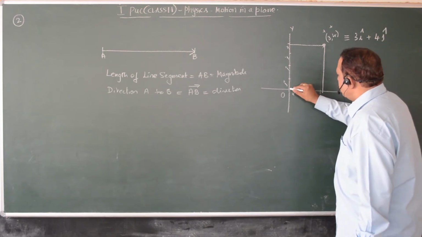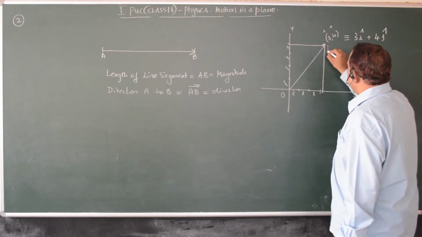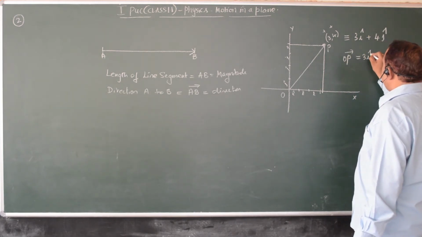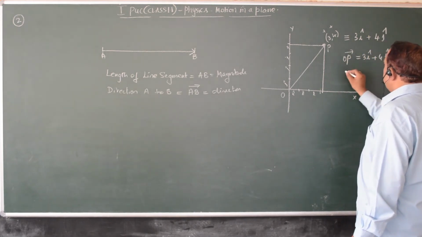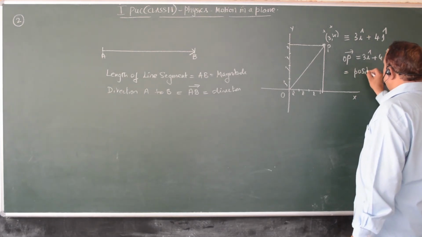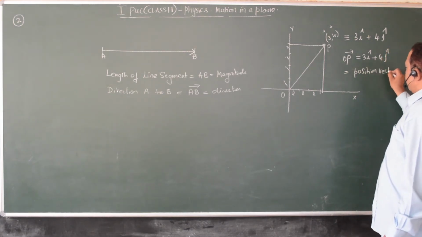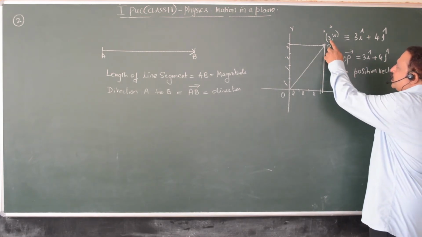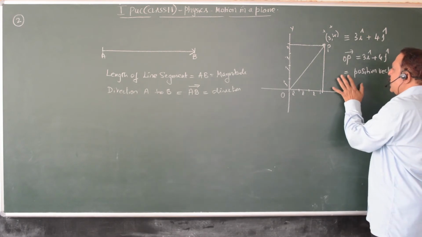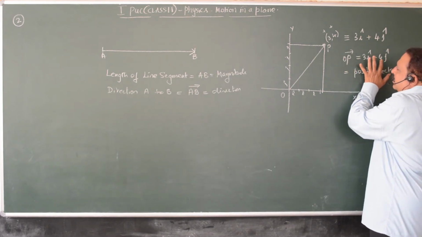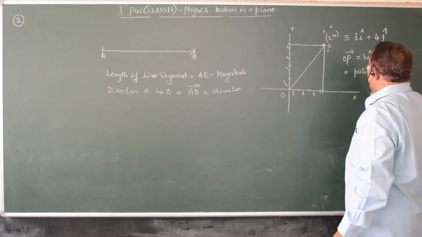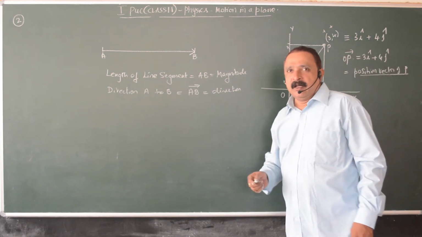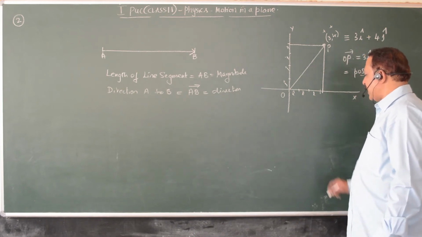Now we get the vector OP. So vector OP is 3I cap plus 4J cap, and this is called the position vector of P, because P has the position 3, 4, and vectorially it is 3I cap plus 4J cap. So vector OP is called the position vector of P.